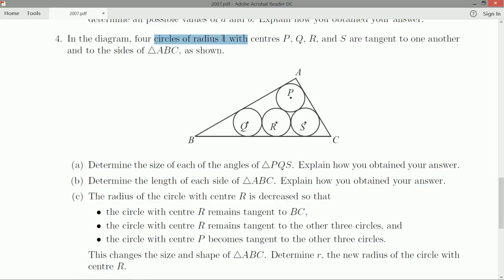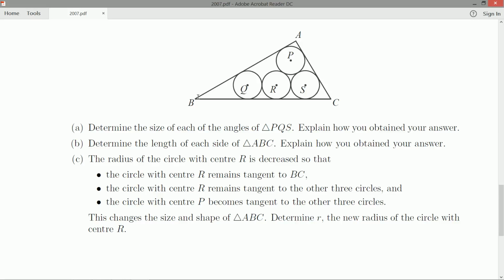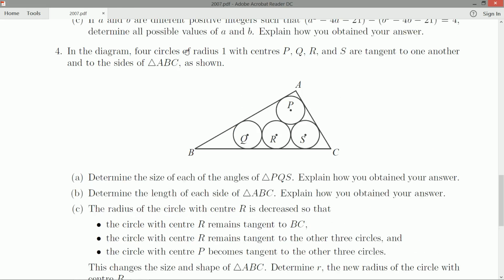In the diagram, 4 circles of radius 1 with centers P, Q, R, and S are tangent to one another and to the sides of triangle ABC as shown. Okay. So, radius of 1, and whenever I see circles tangent to things, I connect radii up to those tangent lines, because it always makes a right angle, and that's usually the trick for some of these questions.